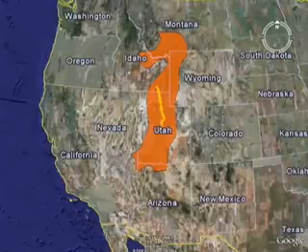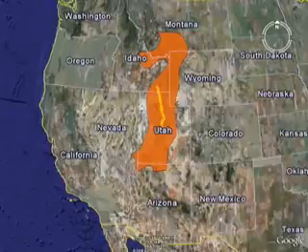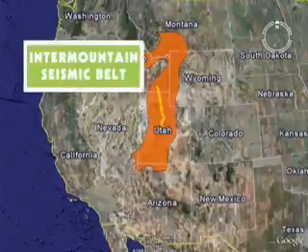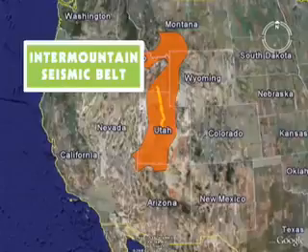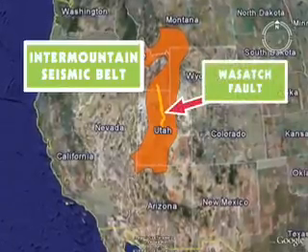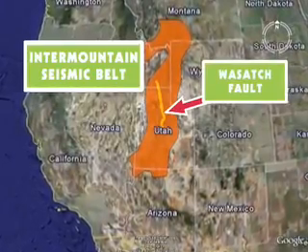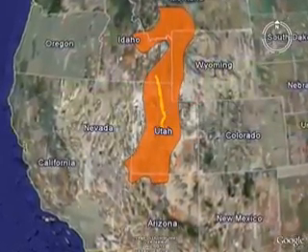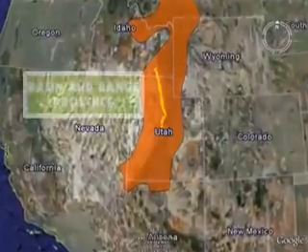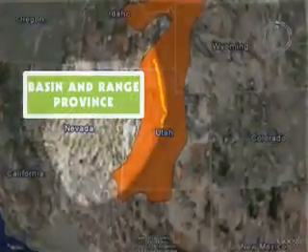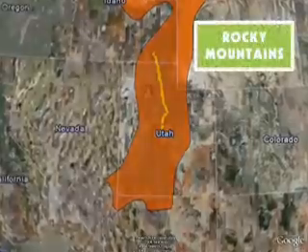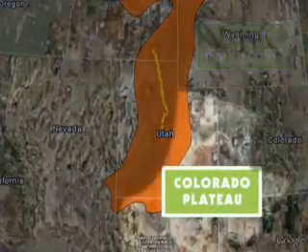Although most earthquakes occur near plate boundaries, there is an area of increased earthquake activity within the interior of the North American plate, known as the Intermountain Seismic Belt. The belt extends 800 miles from Montana to Nevada and Arizona. The Wasatch Fault lies within the Intermountain Seismic Belt and is in the transition zone between the relatively thin and extending crust of the Basin and Range Province to the west and the thicker, more stable crust of the Rocky Mountains and Colorado Plateau to the east.